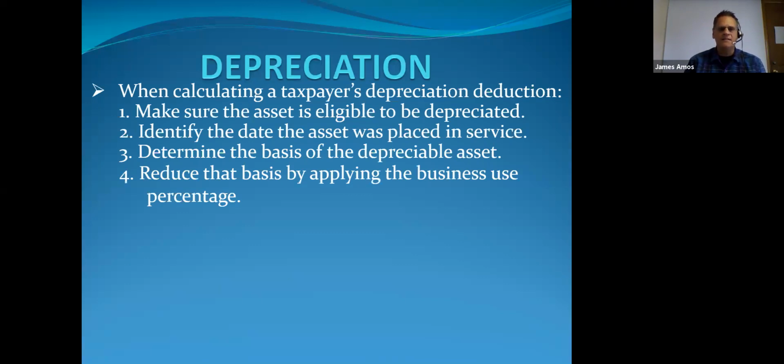Okay. Once you do that, reduce that basis by applying the business use percentage. Well, you remember that. You got your basis in the property, but now if it's not 100% used for business, you need to decrease it to just the business use percentage.